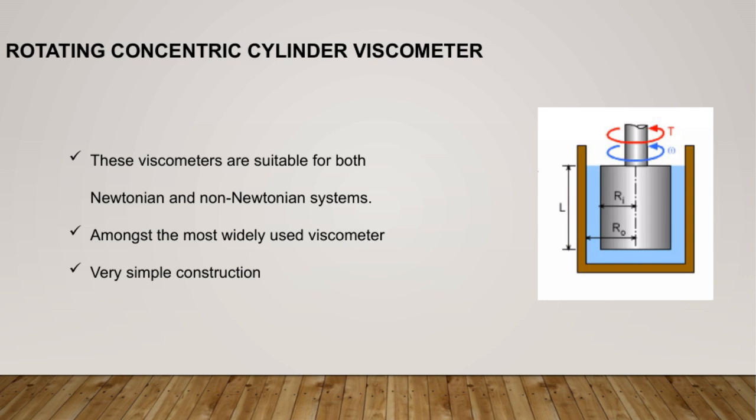Now, specifically, we're talking about the rotating concentric cylinder viscometer. This type works by rotating one cylinder inside another, which allows us to measure the fluid's resistance to flow, or viscosity. Overall, their straightforward design and broad applicability really contribute to their popularity in many applications, helping us better understand fluid behavior in different systems.